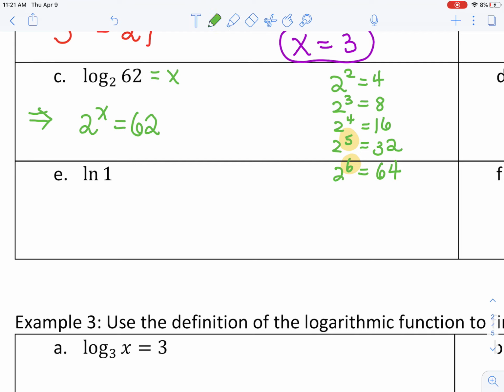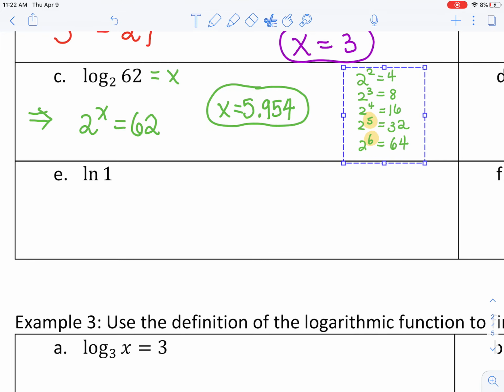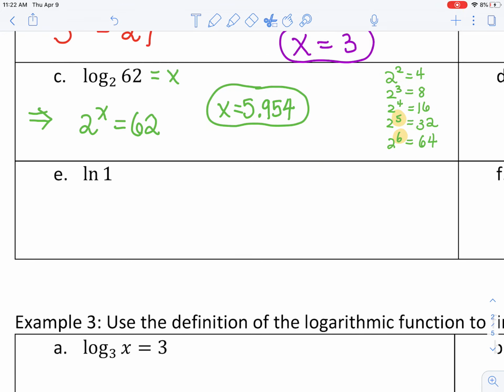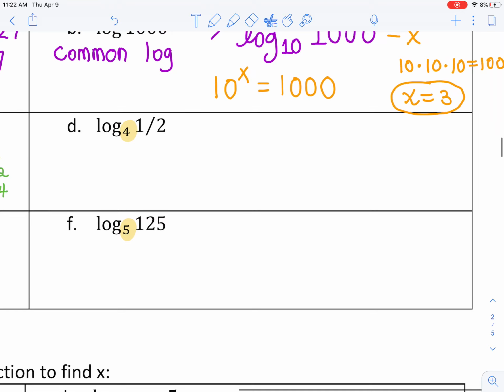So we're just going to round it. The answer is x equals 5.954. What they are saying is you're going to have to raise 2 to the 5.954-ish power to get 62. And this one I had to use my calculator because we don't really go around memorizing what the power should be to make 2 into 62. But that worked. Next one, this one.